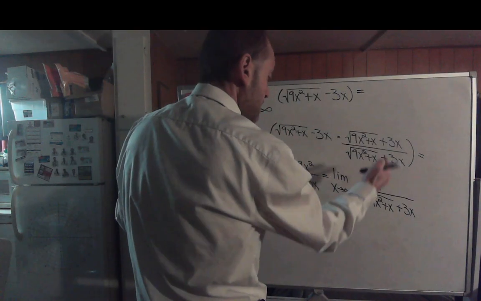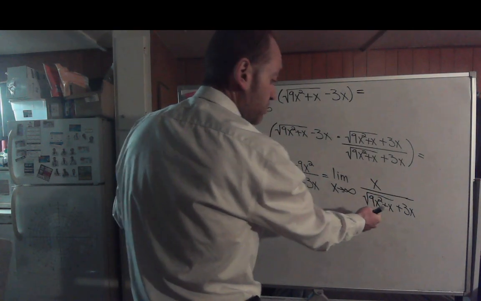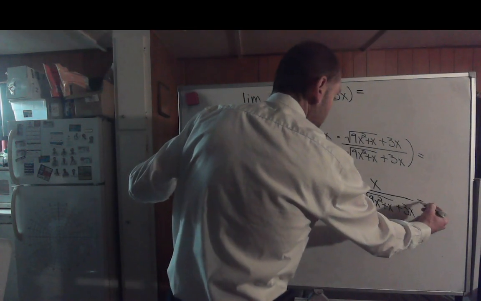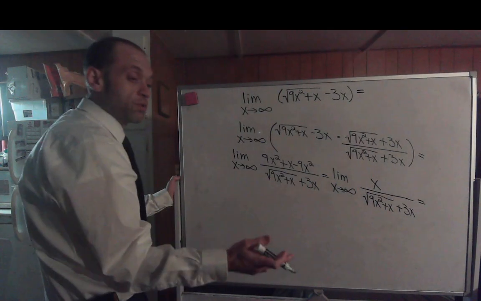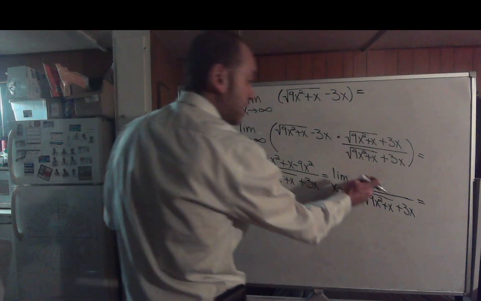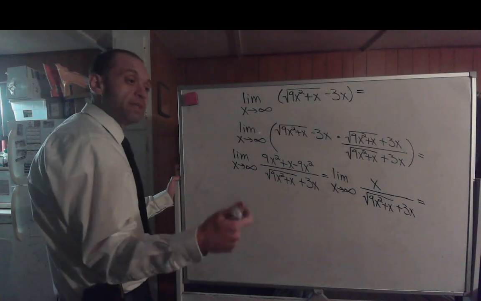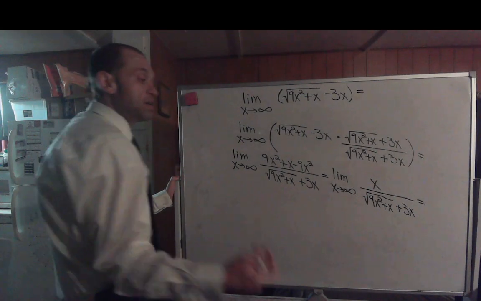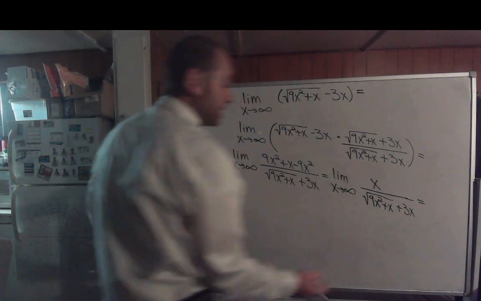So you take the square root of 9x squared, you get 3x. You would actually then have 2 first power terms in your denominator and 1 in your numerator. Well, that means the numerator degree equals that of the denominator. So you're going to take the ratio of the leading coefficients.